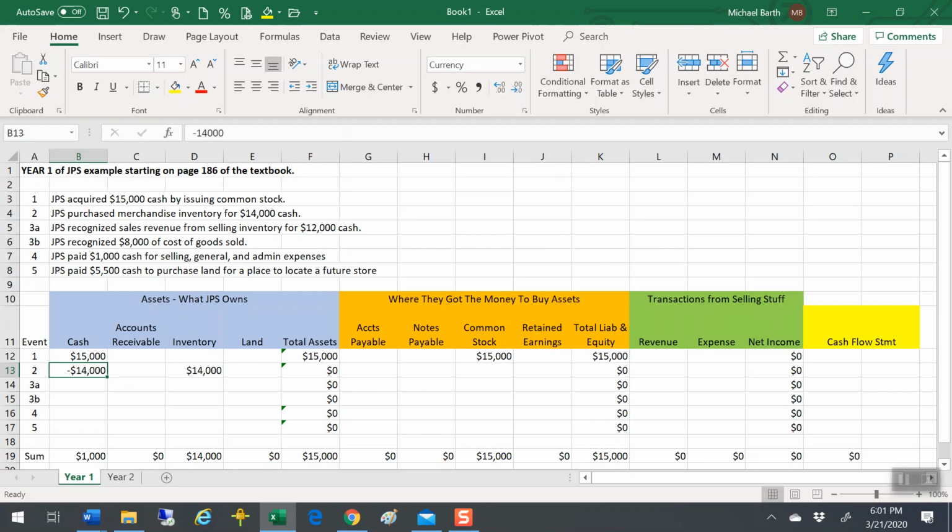I just shifted them from having $15,000 in cash and no other assets to now having $1,000 in cash. That's where the sum total over here goes. It's now $1,000 cash and $14,000 inventory. It comes up to $15,000, and it still balances because nothing happened with where I got the money from. So with item 2, I just traded one asset for another.